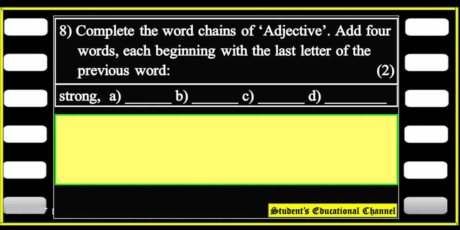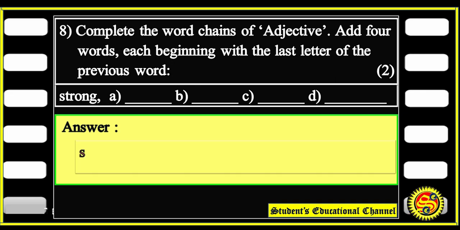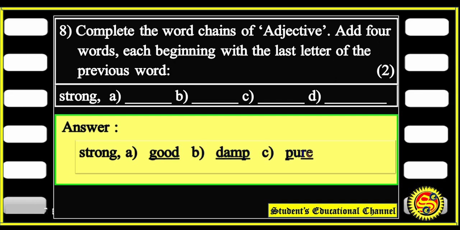8. Complete the word chain of adjectives. Add 4 words, each beginning with the last letter of the previous word, 2 marks. Strong. Answer: strong, good, damp, pure, easy.